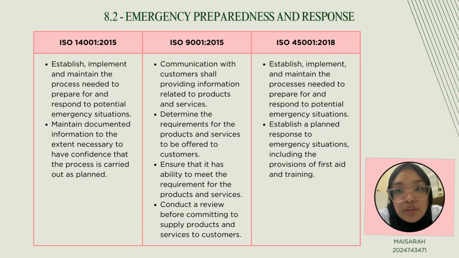For 8.2, emergency preparedness and response. For ISO 14001, the organization should establish, implement, and maintain the processes needed to prepare for and respond to potential emergency situations, and maintain documented information to the extent necessary to have confidence that the processes are carried out as planned. For ISO 9001, it has requirements for products and services.